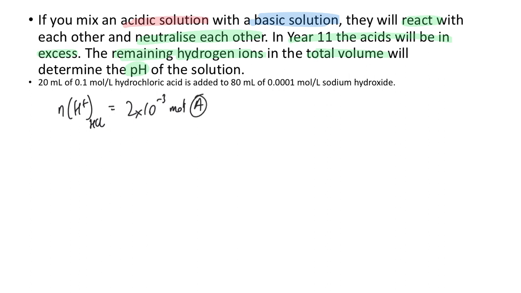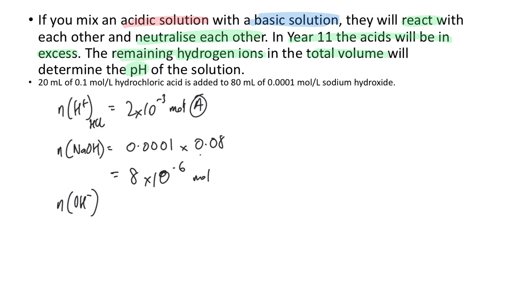And we're going to save that as A. Okay. Now we have to work out the number of moles of sodium hydroxide because that's what we've got. So that is 0.0001 times 0.08, which happens to be 8 times 10 to the negative 6 moles. And you should recognize that the number of moles of OH- will be equal to the number of moles of NaOH, because that's what we're dealing with, the hydroxide ions.